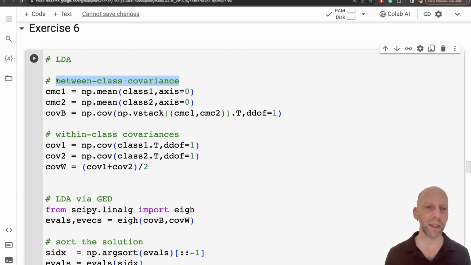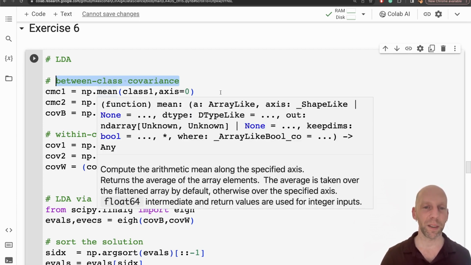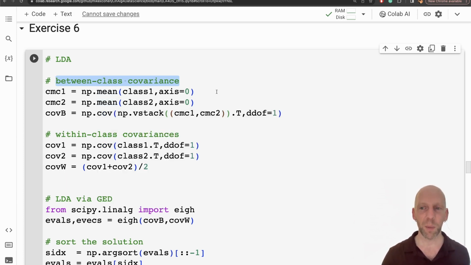If you have taken a statistics course before and you're familiar with ANOVAs, then you might recognize this kind of between class covariance idea. It's not implemented in the same way as an ANOVA, but conceptually it's similar to the between groups sum of squares, or the between groups mean square.